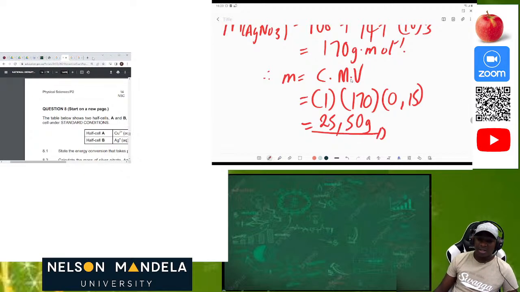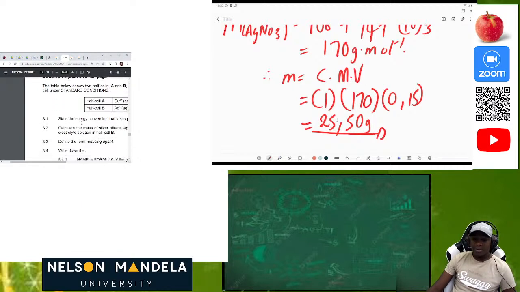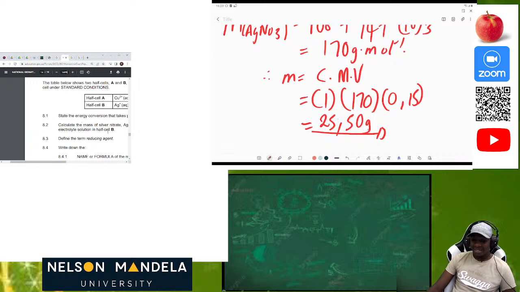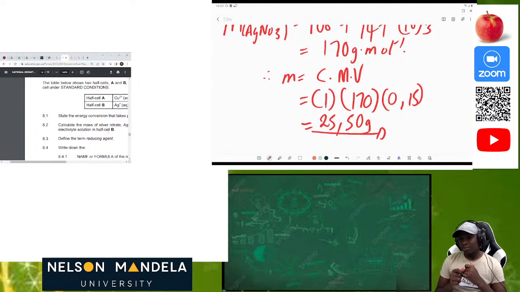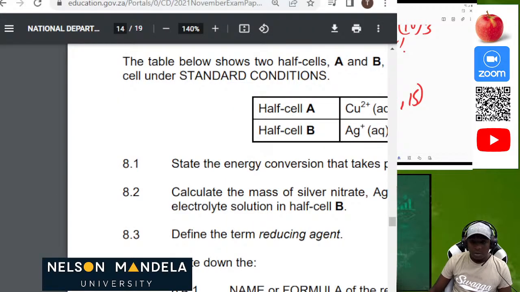So it was so easy. The question was asking, calculate the mass of the silver nitrate. Now we know that on the formulas which we have, C is equal to small letter m, which is for the mass, divided by the molar mass multiplied by the volume. Then you can get your true answer. Now we are done with that question. Now on to the next question.